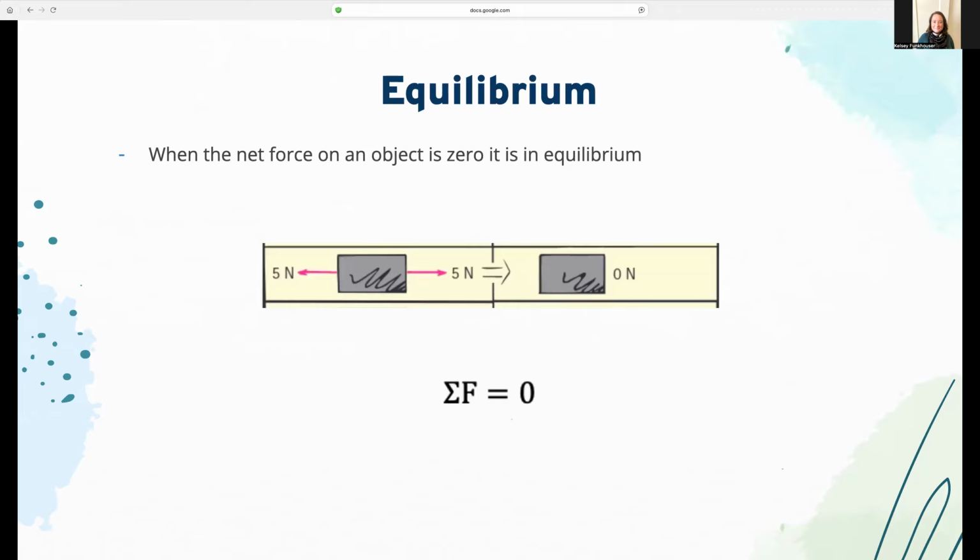There's also a concept of equilibrium, and this means that the net force, or total force, on the object is 0. So that's what the second example from the table was, where we had 5 newtons to the right and 5 newtons to the left, and that gave us a total net force of 0 newtons. So that would mean this block is in equilibrium. And this is a way to write this in equation form. This is sigma, which means sum, and then F for force. So it's saying the sum of the forces, or the net force, equals 0.